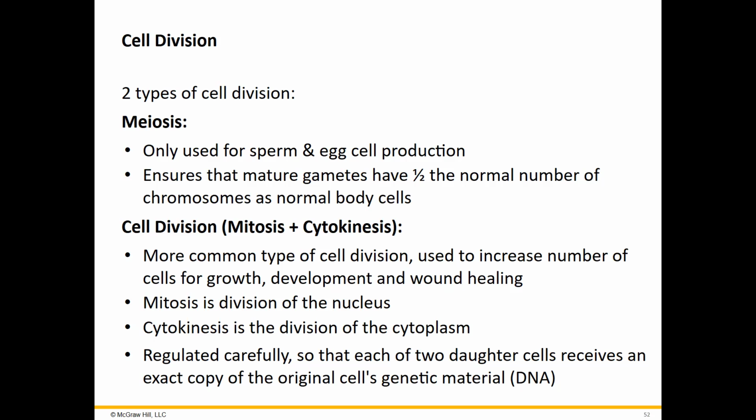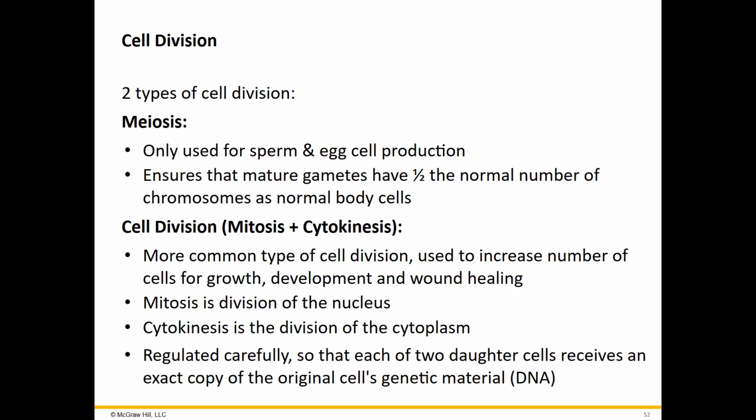And so when the cell divides, each daughter cell has half the genetic information. That is how sperm and egg cells are produced. So all I want you to know about meiosis is that sperm and egg cells are an example, and it results in half the genetic information in each daughter cell.